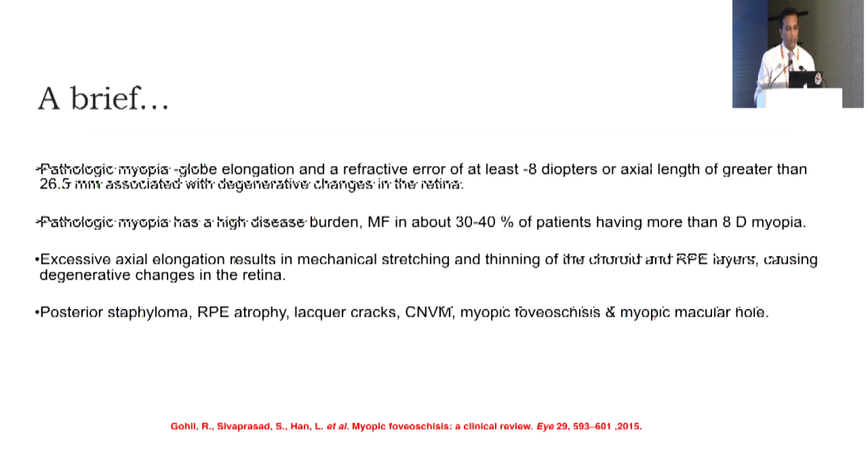So just a brief: pathological myopia is by definition globe elongation and a refractive error of at least 8 diopters or axial length of greater than 26.5 mm associated with degenerative changes in the retina. As you might know, pathological myopia has a high disease burden, almost 30 to 40% of patients having more than minus 8 diopters of myopia have myopic foveoschisis, and excessive axial elongation results in mechanical stretching and thinning of the choroid, leading to staphylomas, RPE atrophy, lacquer cracks, CNVM, foveoschisis, and finally myopic macular hole.